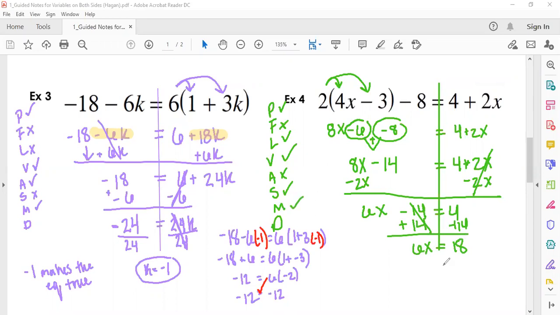We have multiplication to undo, so we're going to undo multiplying by 6 by dividing by 6. And we get x equals 3. x equals 3 is our answer. So 3 makes the equation true. That means I can plug 3 back in for x, and it's going to make both sides equal. I think both sides are going to equal 10 if I do that. And you guys can check it if you want to. Okay?